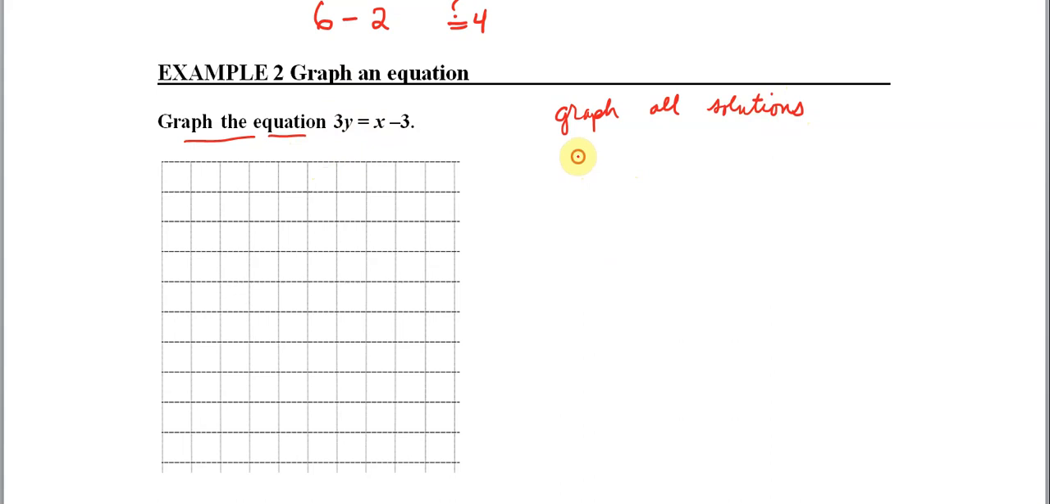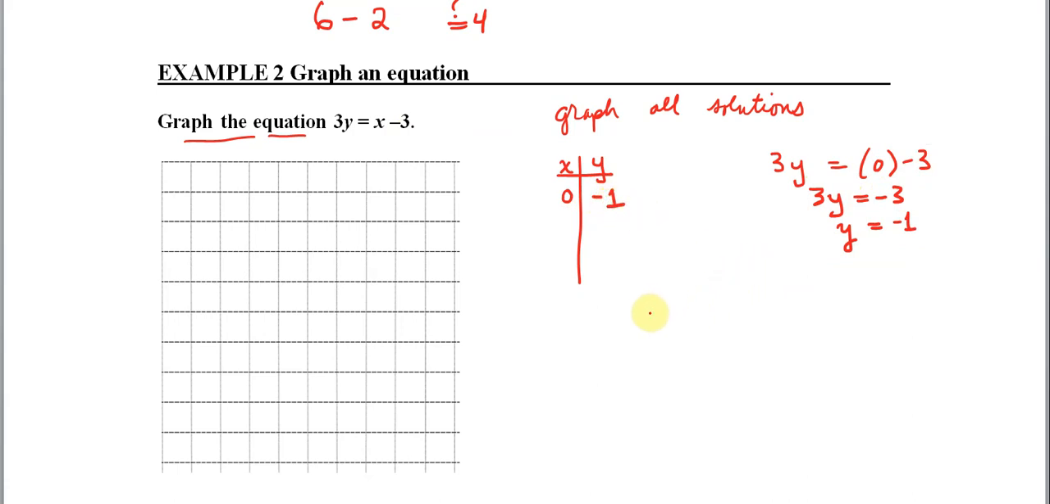And so what we're going to do here is plug in or select some number for x and then figure out what the y value must be for that to be true. You can plug in almost anything you want, so let's plug in something simple. Let's say if x was 0, what would y be equal to? We'll solve it over here. We would have 3y is equal to 0 minus 3. So 3y is equal to negative 3, and y is equal to negative 1. So if x is 0, y must be negative 1.